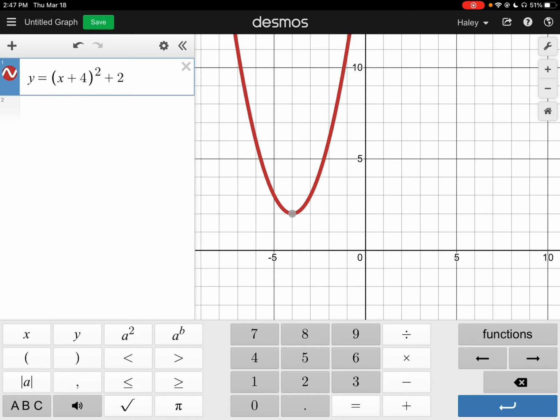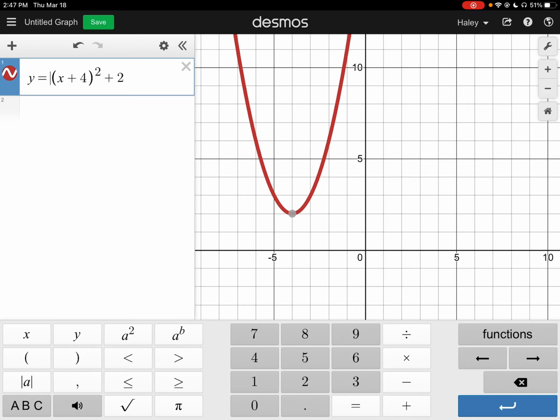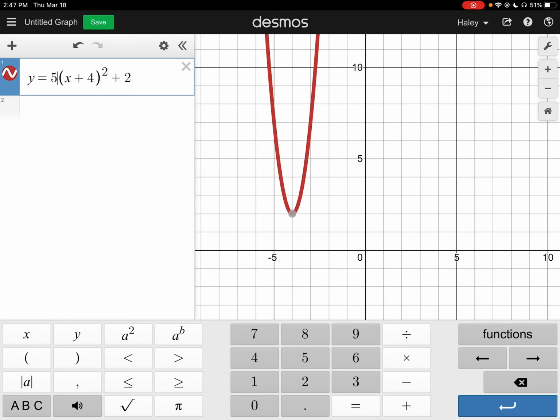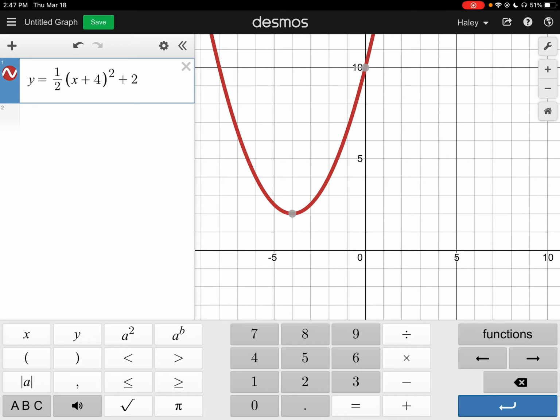Okay, I can also put a number in front, just like before. Look, if I put a 3, it makes it skinnier. If I put a negative, it reflects it down. So that number out front, again, no surprise. If we put a number bigger than 1, let's try 5, it's going to make it skinnier. If I put a number smaller than 1, it's going to make it wider. So it's basically the same thing I've done before, where the number out front stretches or shrinks it. The number at the end moves it up and down.